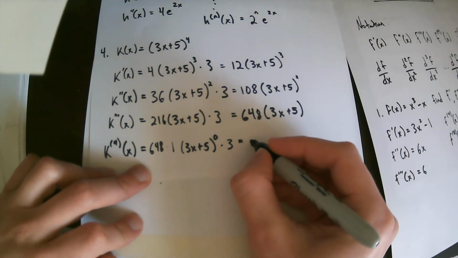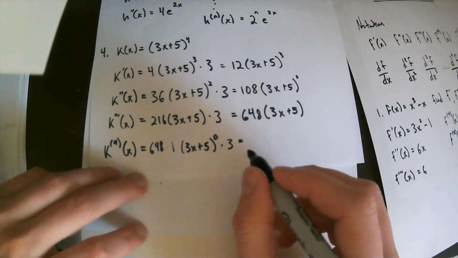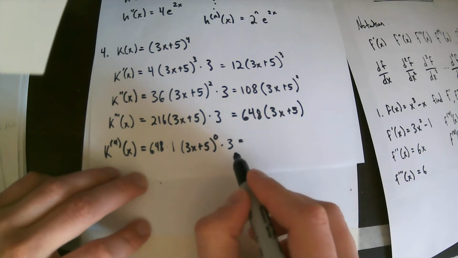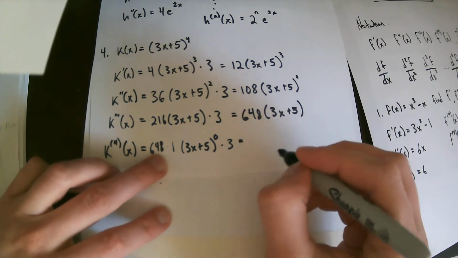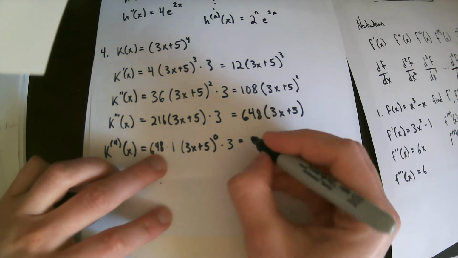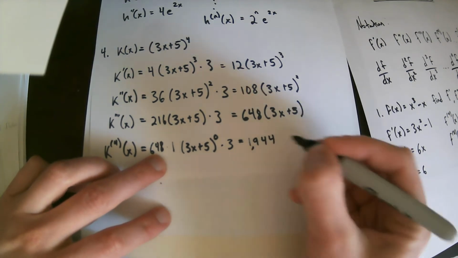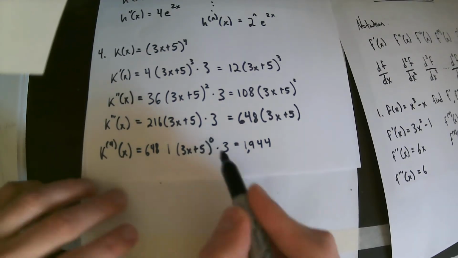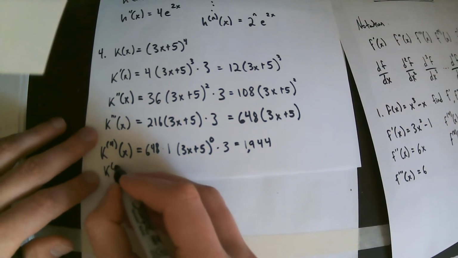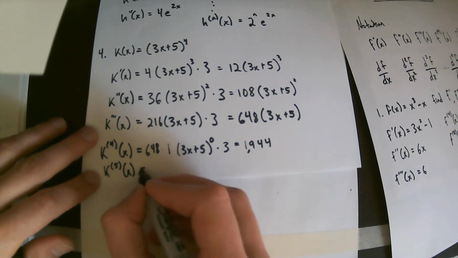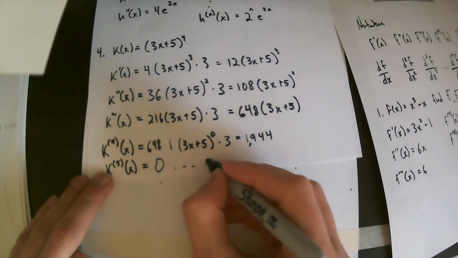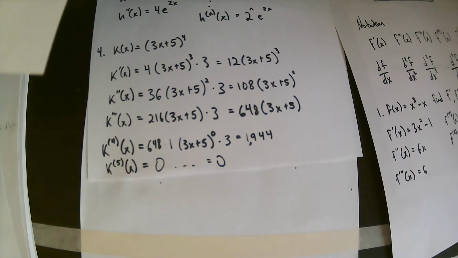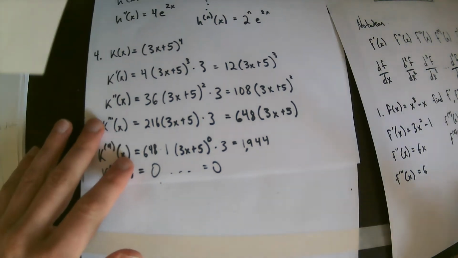And what is that? Oh gosh, I don't want to do that in my head. 600 times 3 is 1800, and then it's going to be 24, and then that's going to be 120, 144, so 1944. And that's it, no x's, right, because this went away. So the 5th derivative and beyond will just be 0, because that's just a constant. They'll all equal 0. So that's how to take higher order derivatives.